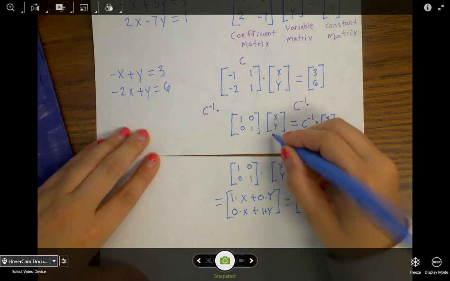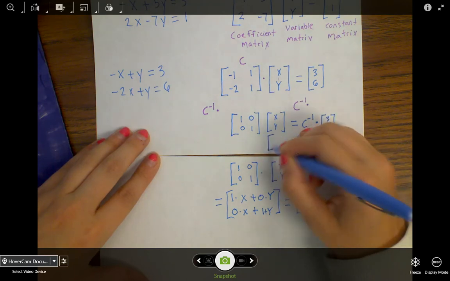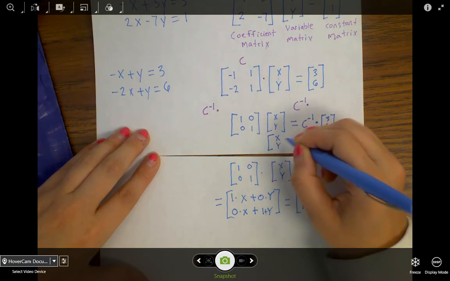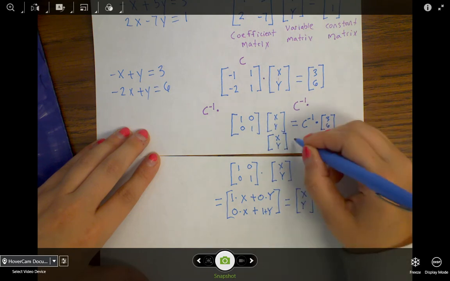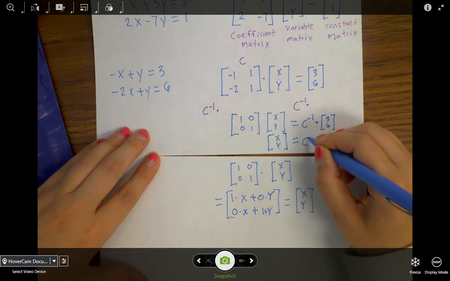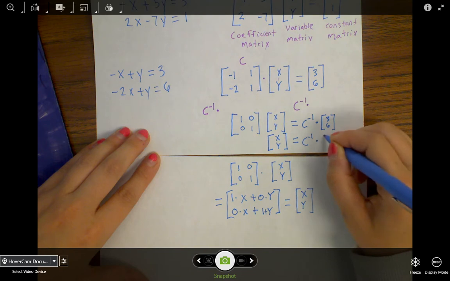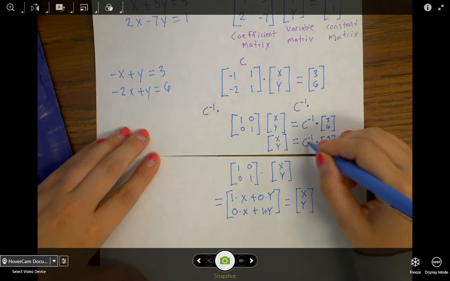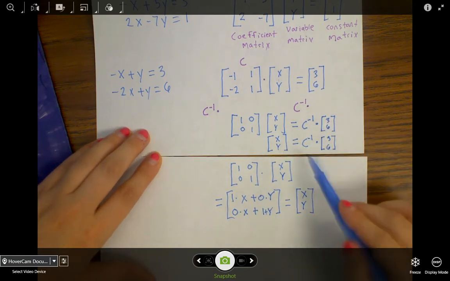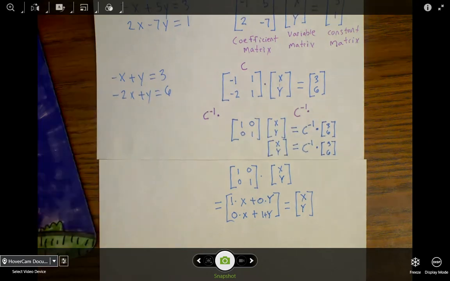Because now in our matrix equation, we have our x, y by itself, and we know that if I multiply my constant matrix by the inverse of my coefficient matrix, that's going to give me my final answer. And this is where our calculator comes into play. If you have a graphing calculator at home, you can actually use that.